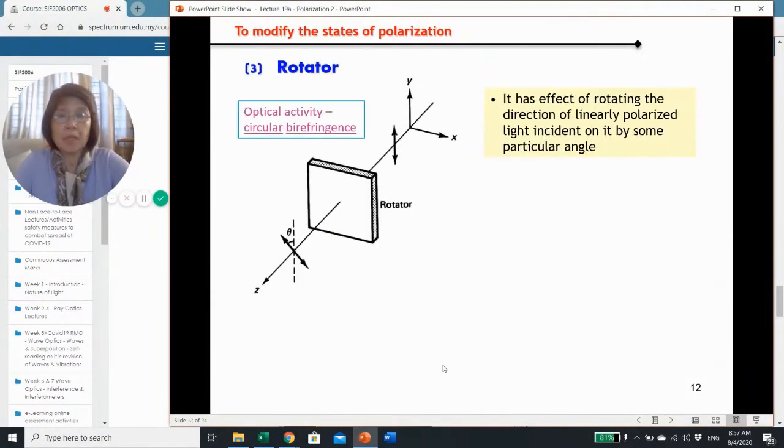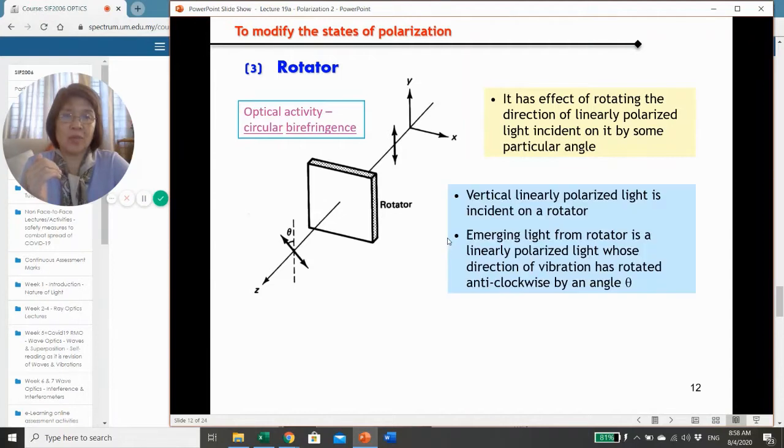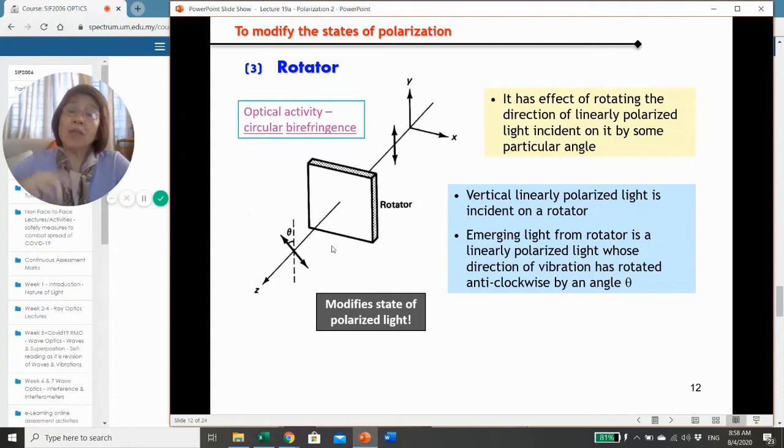Now here is a rotator. If you look at this, the incident light here has to be polarized first. When it enters the rotator, it will then exit with its plane of polarization rotated by an angle theta here. This can occur because that material has circular birefringence. So here what we have is that it modifies the state of polarization, but it does not produce polarized light.